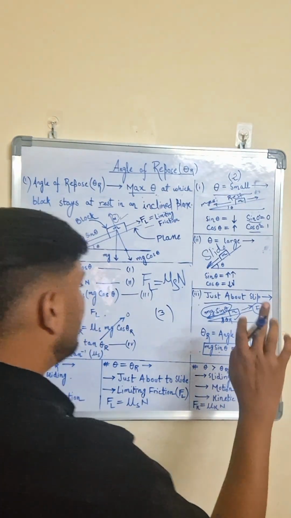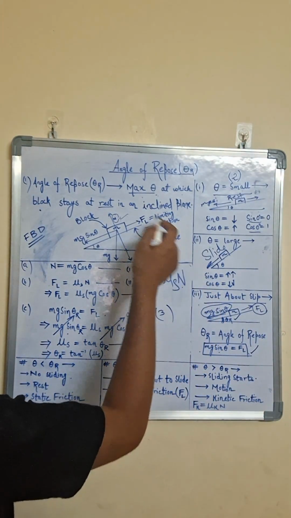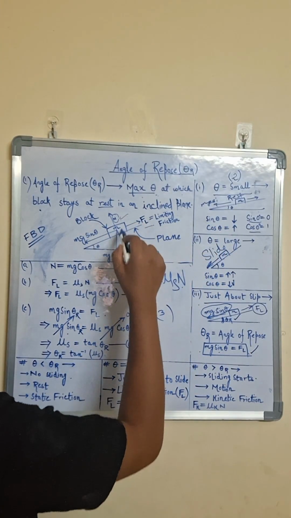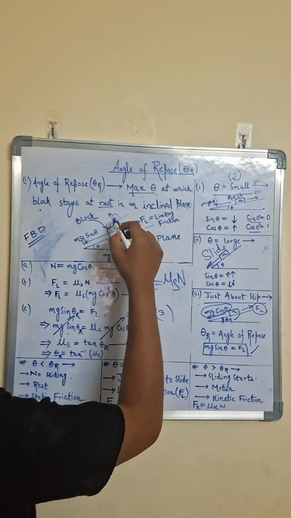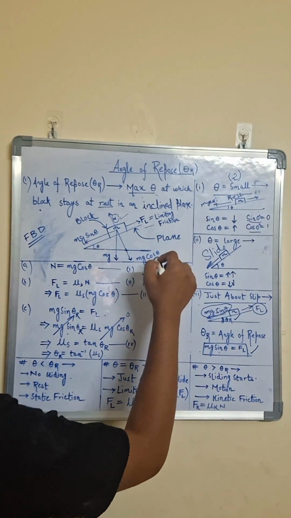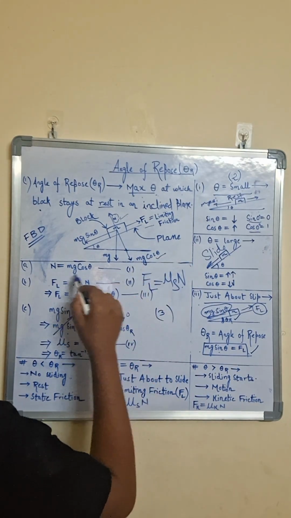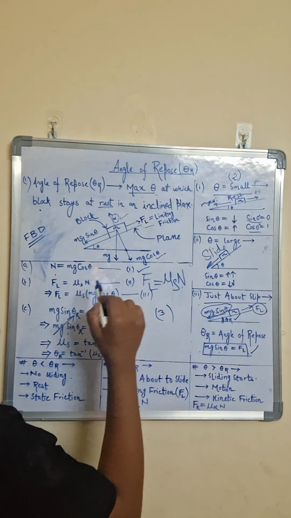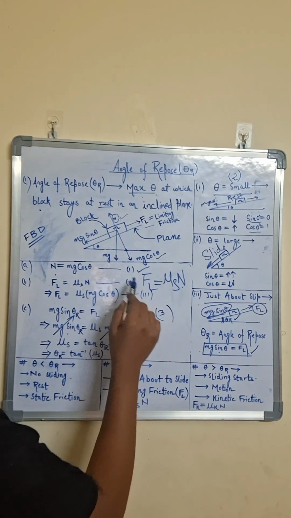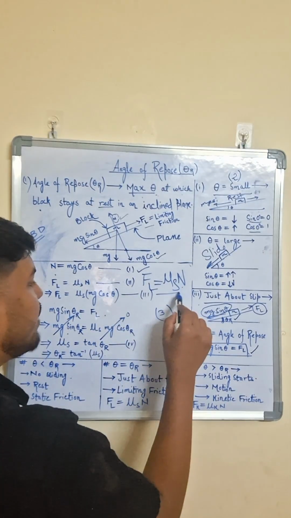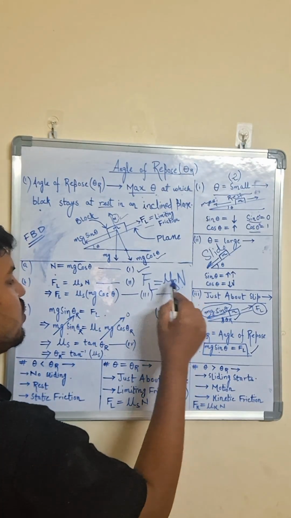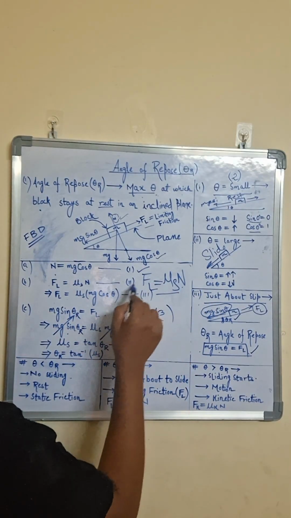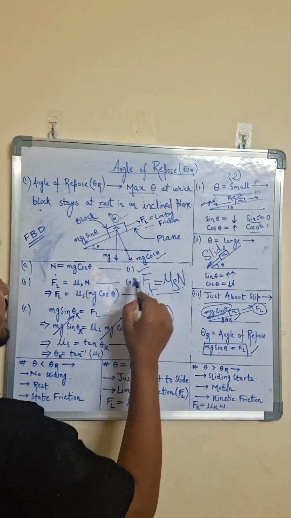Now firstly, coming to the FBD diagram. Here in this FBD diagram, the normal is directly equal to mg cos theta. So we have written mg cos theta is equal to normal in the first case. Now in the second case, we know that FL, the limiting friction, is equal to mu s normal. So we have written this in the second case.